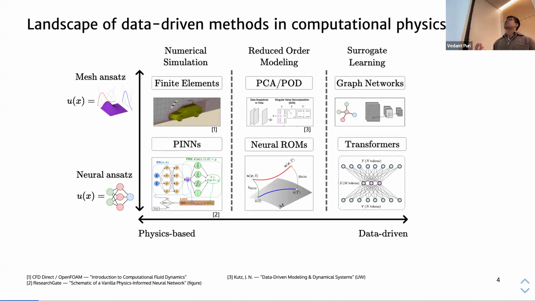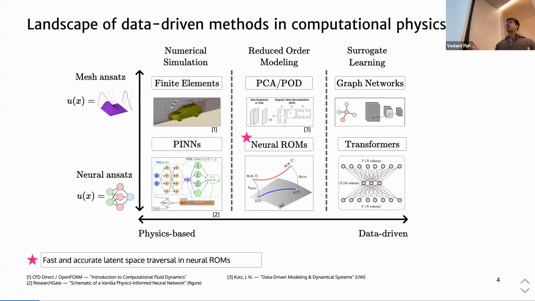Finally, in the world of surrogate modeling, which is purely data-driven, where the objective is to learn the PDE solution operator purely from data, we have graph neural network-based methods that utilize the underlying graph structure of a problem. And then we have transformer methods that do not require any such graph connectivity information.